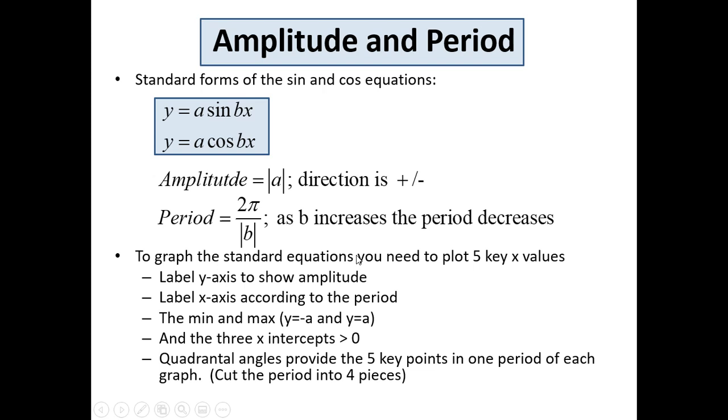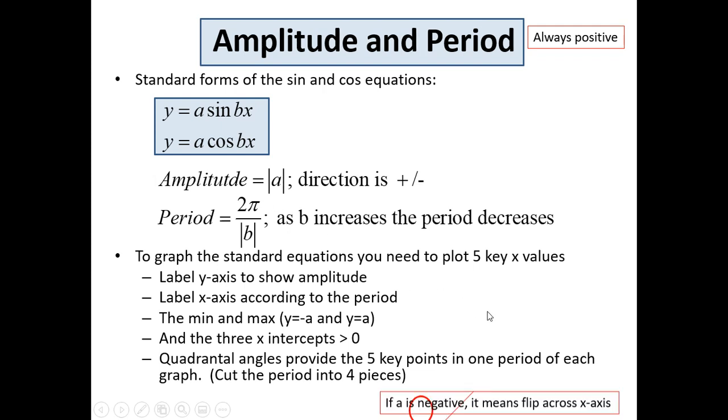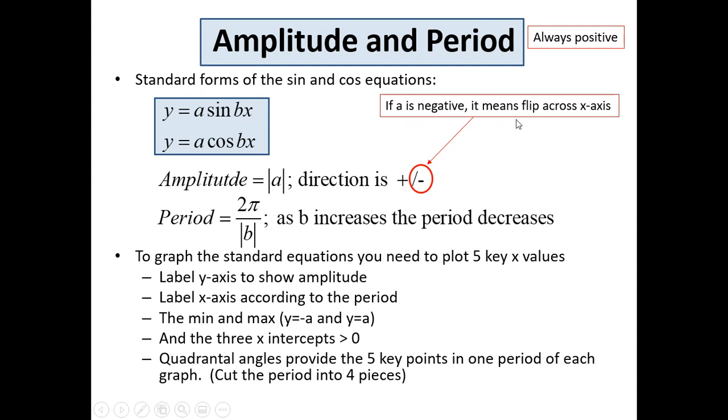All right, let's talk about amplitude and period. Now, on the previous slide, my function was just y equals sine of x and y equals cosine of x. But now we can multiply that by a in front, that's the amplitude. So amplitude and period are always positive numbers. So amplitude is going to be the absolute value of a. And if a is negative, the amplitude is still positive, but it means that our graph is going to be flipped across the x-axis. It's going to be a mirror image.